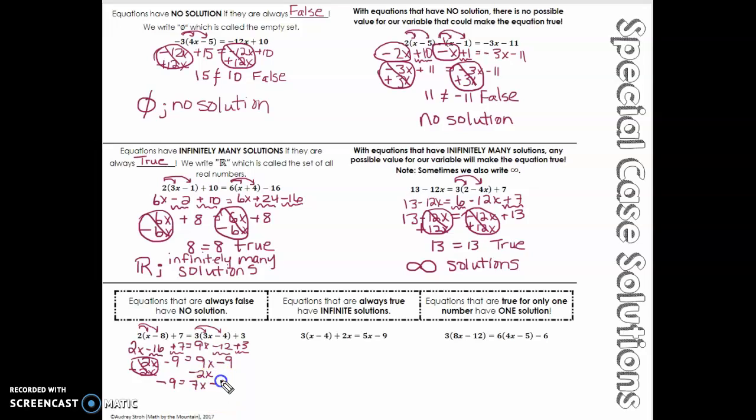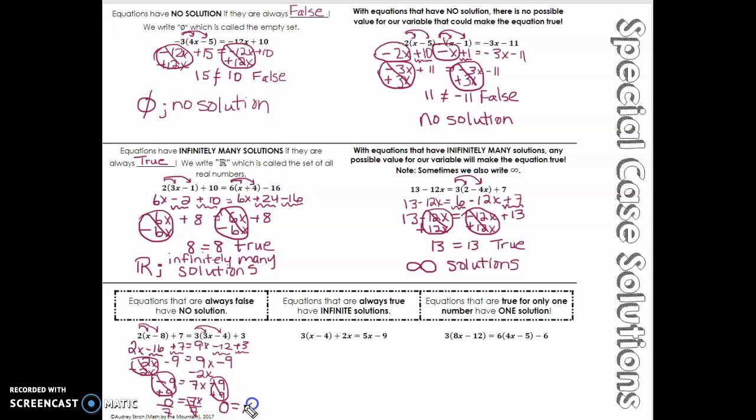Bring down my negative 9. Now I need to further isolate my variable. I need to add 9 to both sides. That zeroes out on the right, and it actually zeroes out on the left too. But I need that number there because there's nothing left. If there's nothing left, then I need to write a 0. 0 equals 7x. Still need to further isolate my variable. I'm going to divide both sides by 7, and 0 divided by 7 is 0.